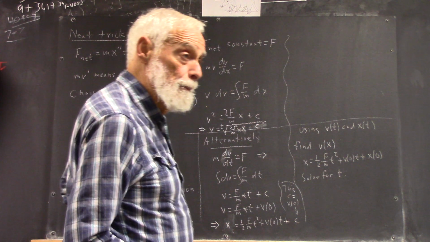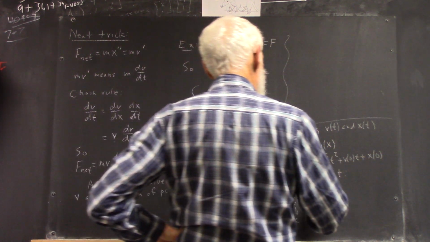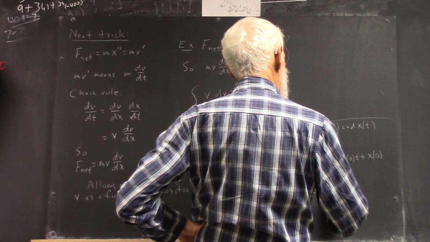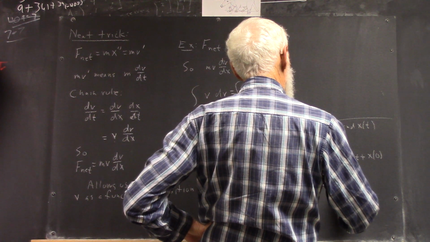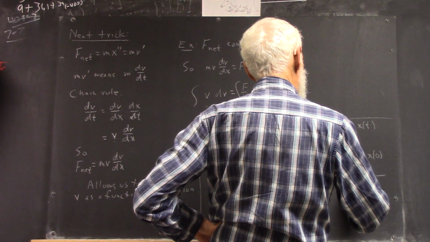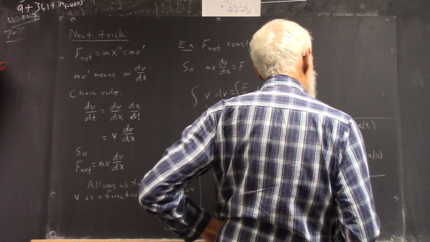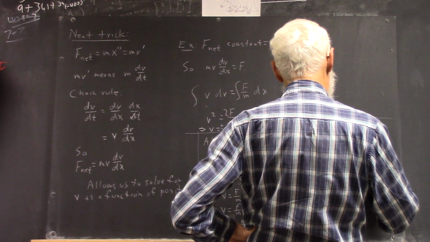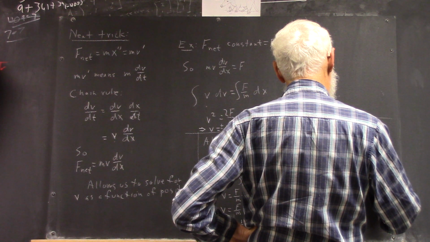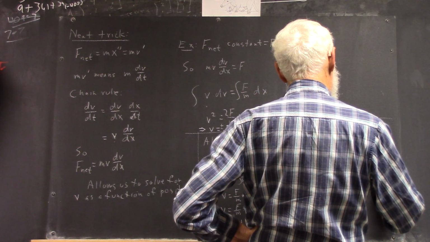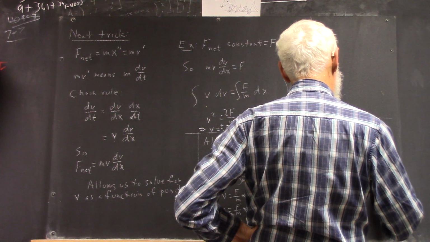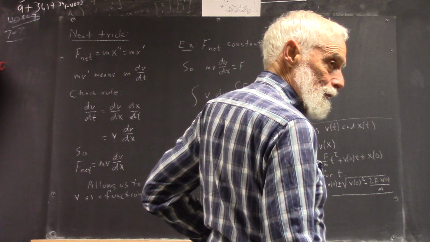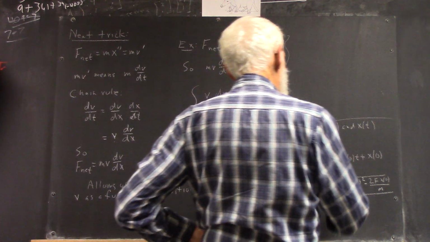So we solve this for t, and we find that t equals negative v of 0 plus or minus the square root of v of 0 squared minus 2 f x of 0 over m, divided by 2 times this.